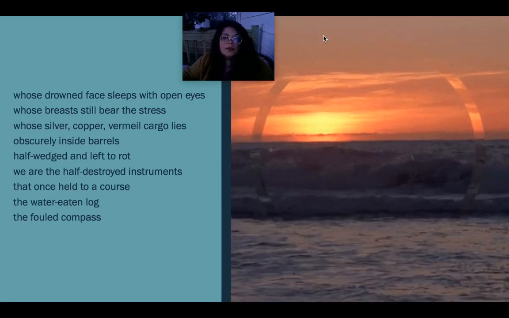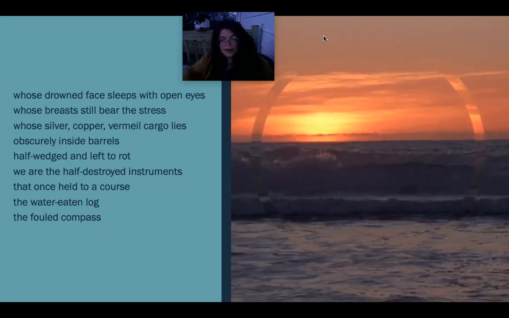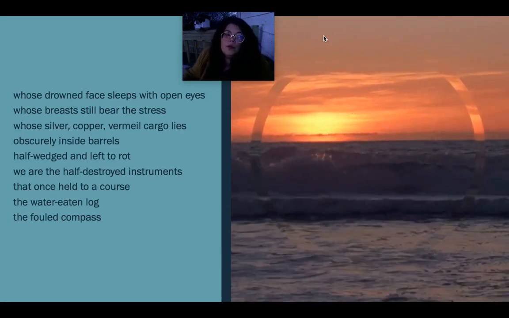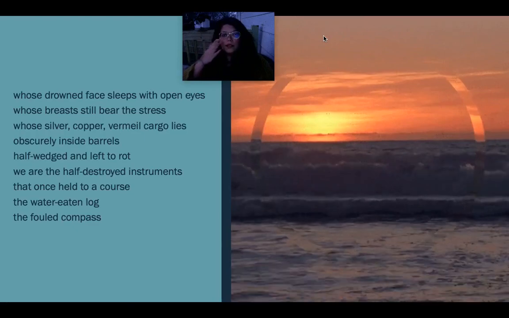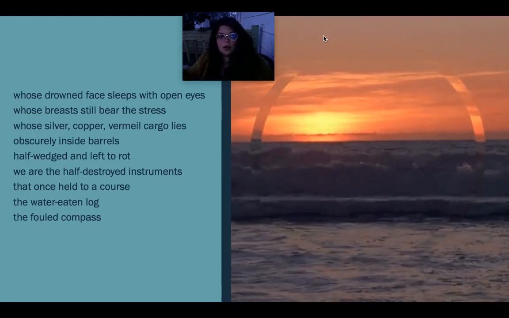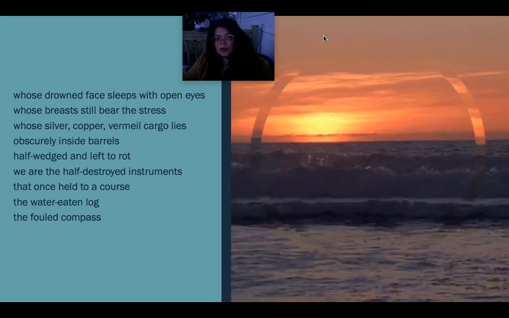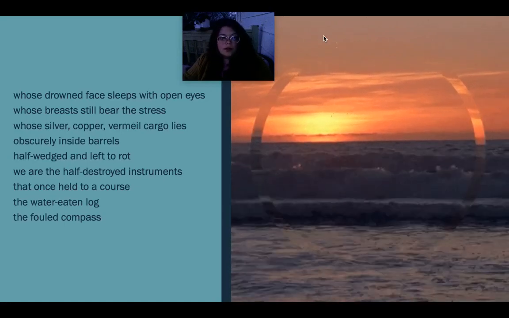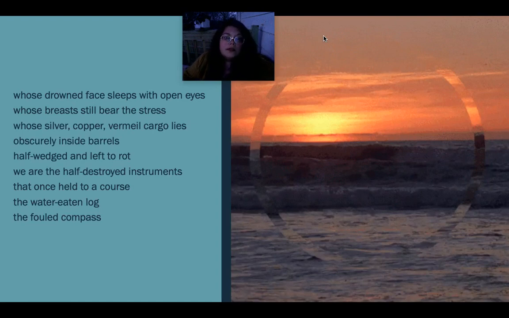That's what happens when we stare into reality, is we become sort of untethered by the path that we once were on. And now we're beginning to become aware, and in that awareness we see the limitlessness in our direction. We see the potential that lays before us. We see how unmarred by tradition we become. We are the half-destroyed instruments that once held to a course, the water-eaten log. And a log is all the places that the ship has traveled, right? It's the record of their travels and their routes. So it's fouled, it's broken, it's an object that can't fulfill its purpose. And so because it can't fulfill its purpose, it can never become the fouled compass. The fouled compass.